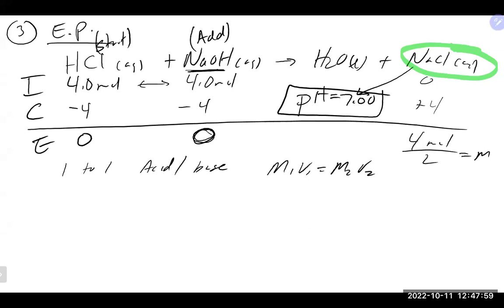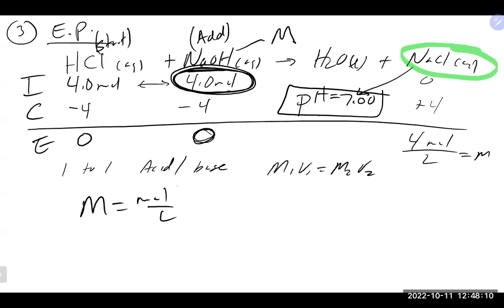The other thing that you could do is, you know for sure, like we just talked about, how many moles of this you should have, and you most likely will have the molarity. Because molarity is moles per liter, I know how many moles I should have. I know the molarity. I can figure out the volume to reach the equivalence point.